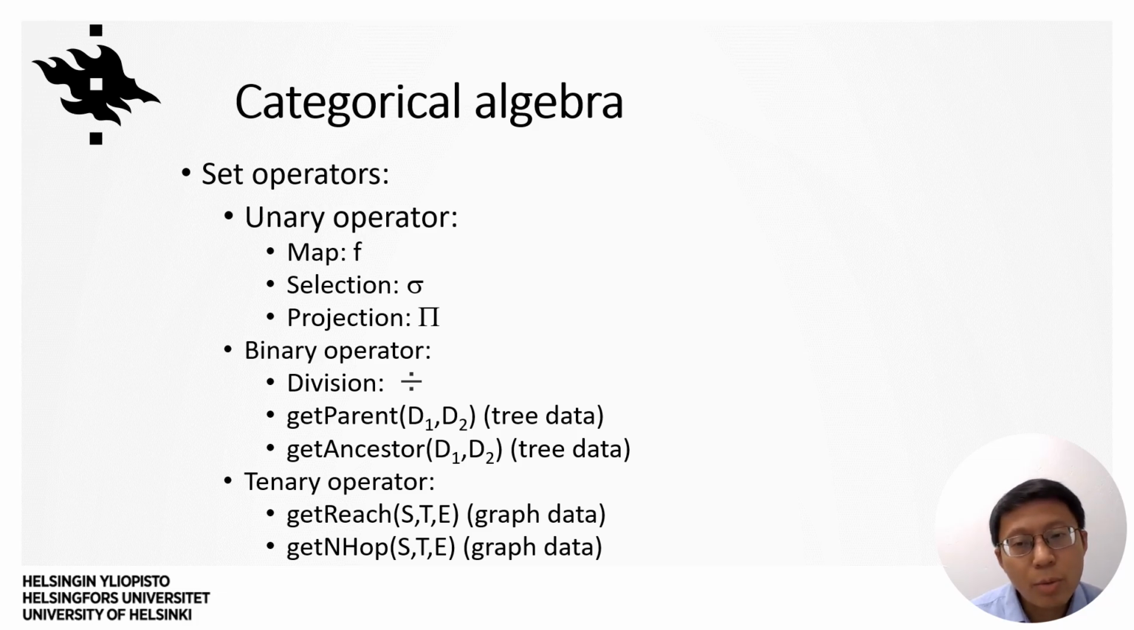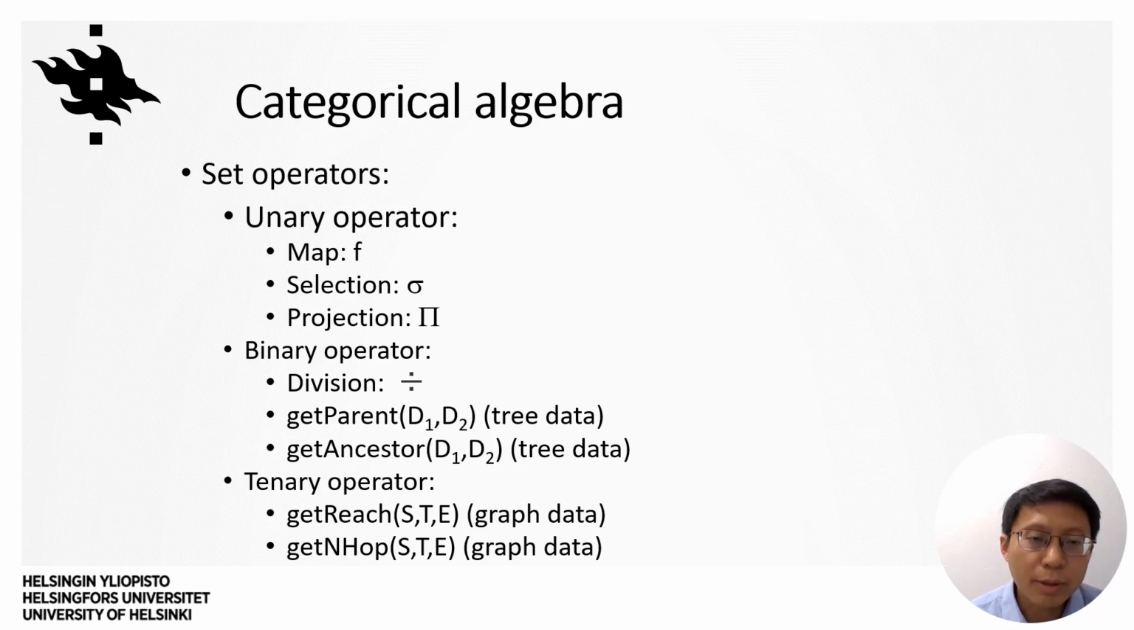Second are the binary operators, which means that we combine two sets and get a third set. The first is division. We have two sets, and we can divide A by B. And I will give some examples to illustrate this division operator. For example, get parent D1, D2, then we get some parent, where D1 is parent of D2. Then get ancestors D1, D2 is also used in a tree structure.